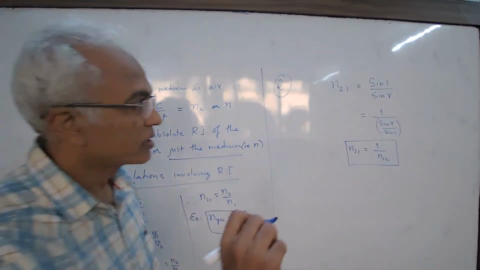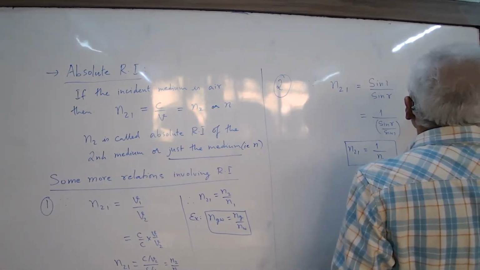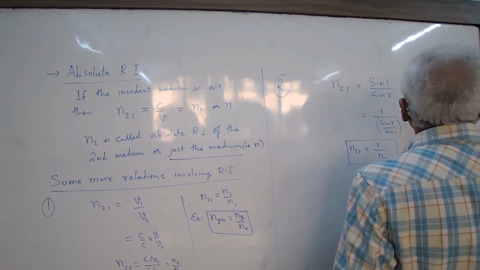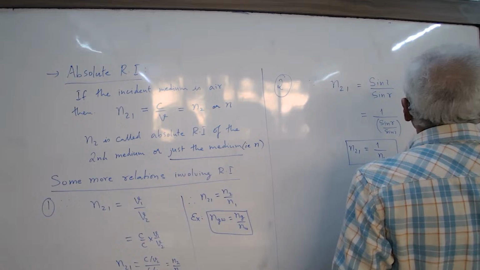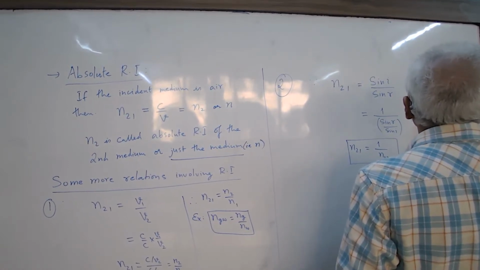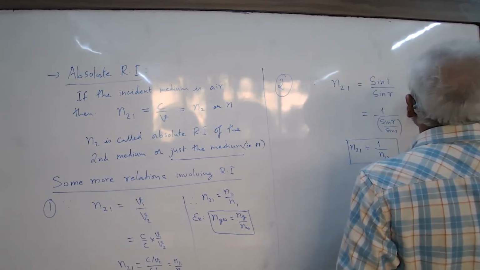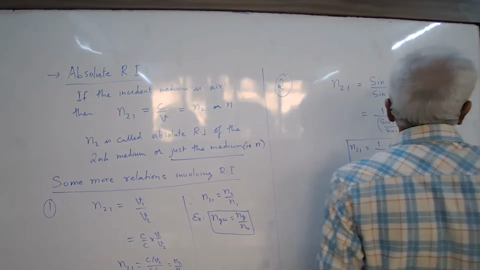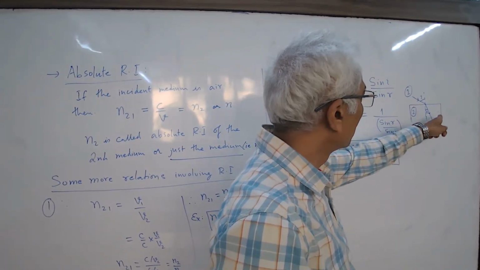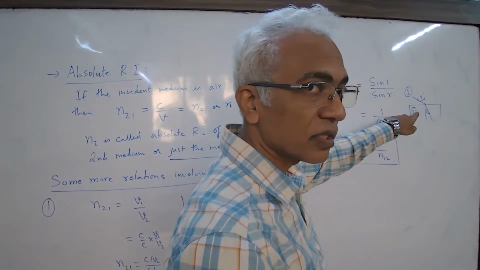Okay? For example, let's say this is medium 1 and this is medium 2. In this case, when the light is incident in the first medium and when it is bending towards the normal, this is the denser medium. So this is valid for the first case. Correct?